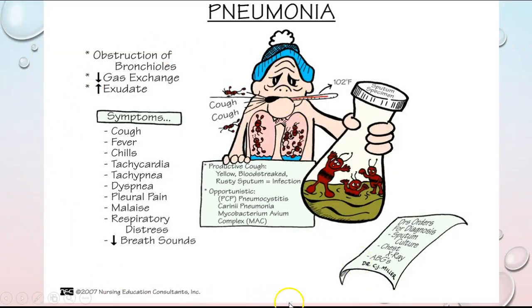This is a nice overview if you like your visuals. It gives a different take on looking at pneumonia, knowing what's happening and the symptoms. This talks a little bit about diagnosing and what you can see.